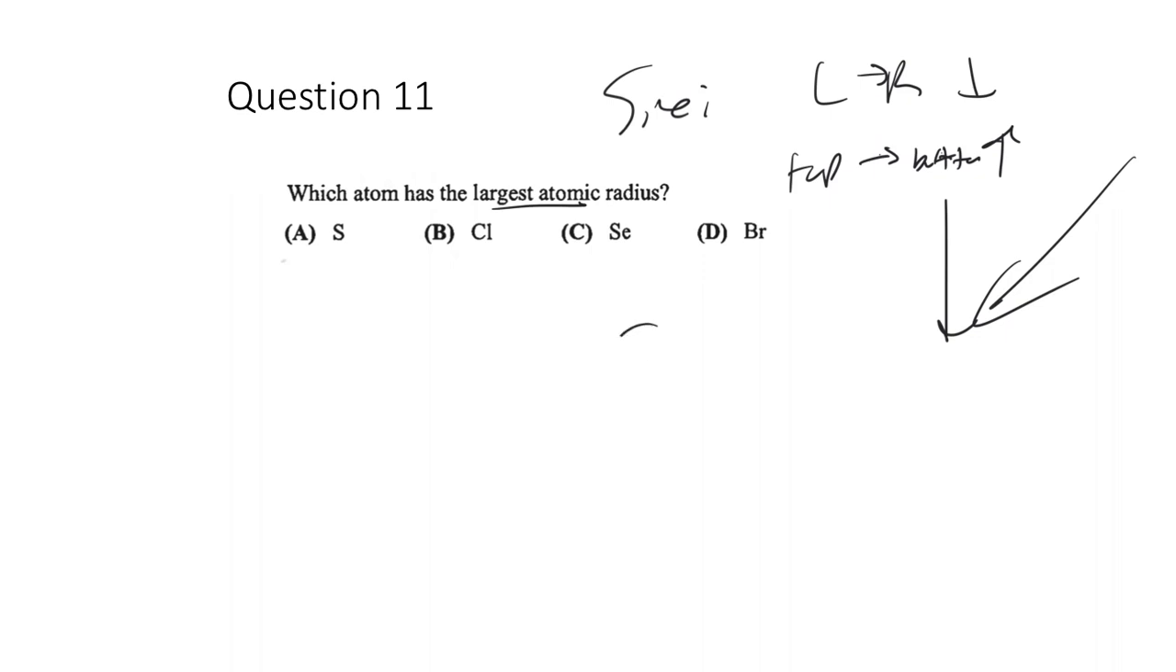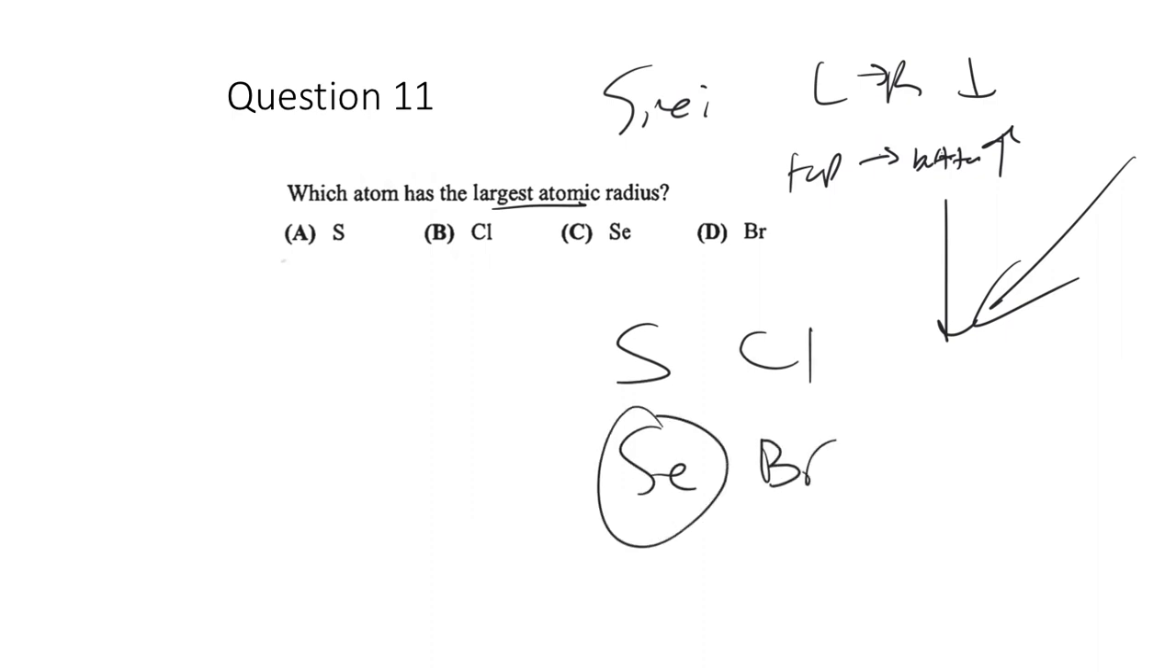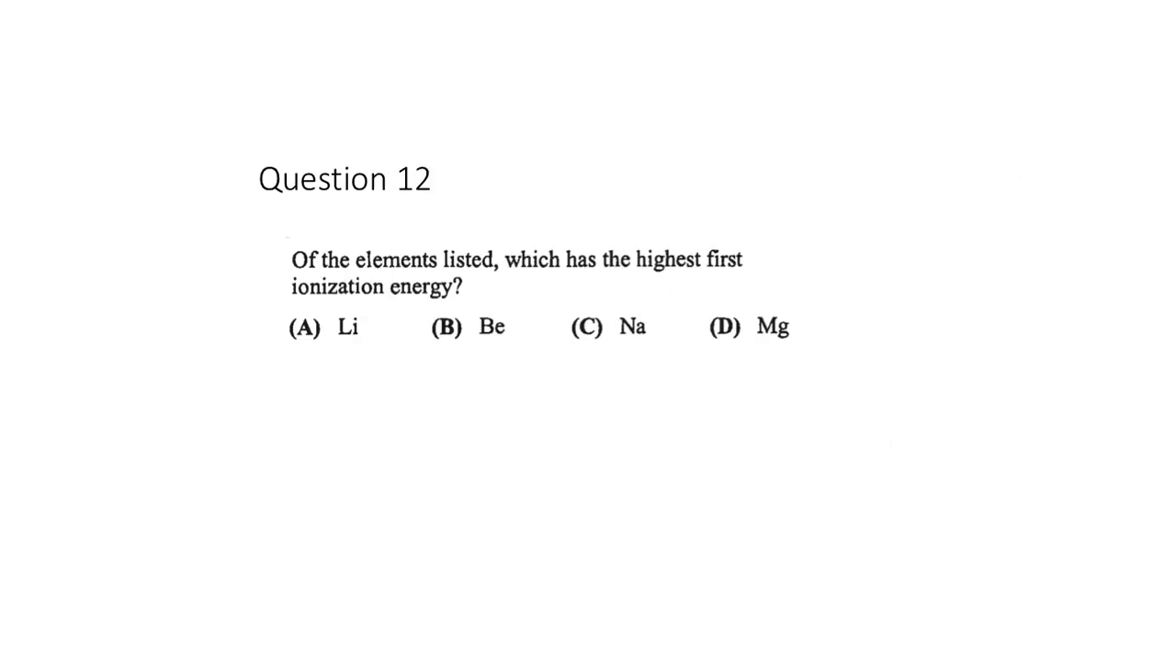And so let's reconstruct our periodic table. So sulfur, chlorine, selenium, bromine. And so this is going to be our biggest. So our size decreases to bromine. Bromine is smaller than selenium. Chlorine smaller than bromine. Sulfur's smaller. So these are definitely smaller. Chlorine is smaller than sulfur. Selenium bigger than bromine. So selenium is the biggest one of these four.